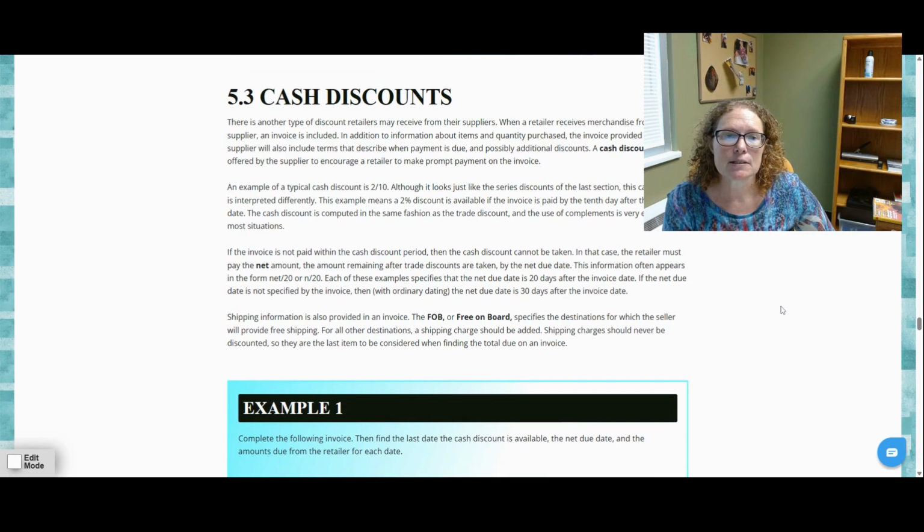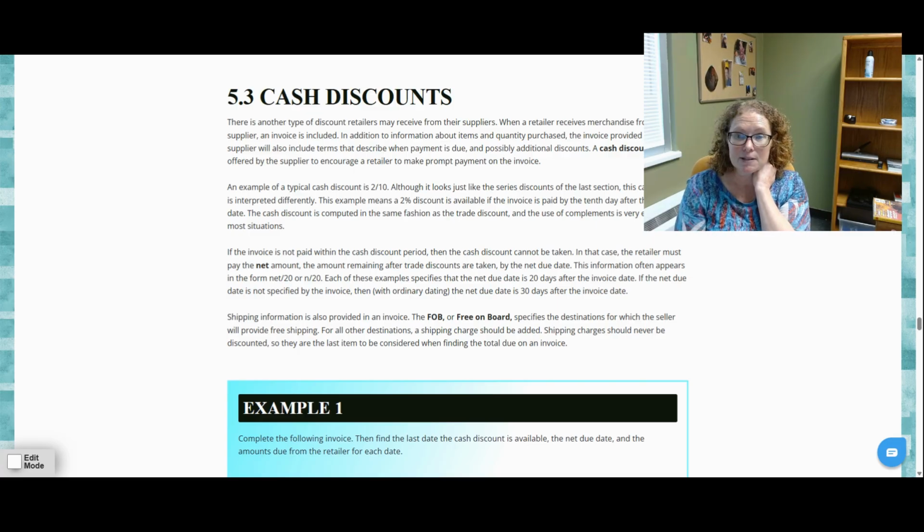When we look at cash discounts, it's like if you pay early or pay on time, then you might get a better discount than if you paid regularly. So we look at, for example, a 2/10. So we're looking at it a little bit differently. This example means that a 2% discount is available if the invoice is paid by the 10th day after the invoice date.